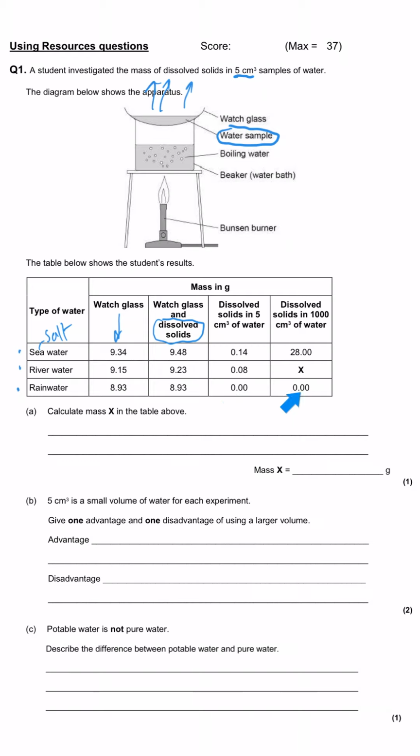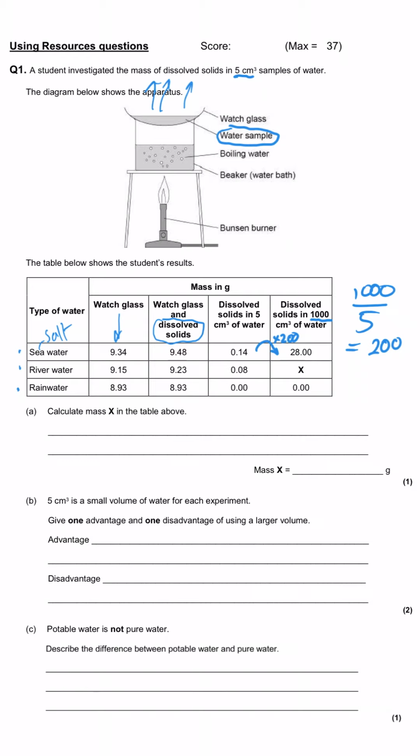And then you can see the final column in the table, where we have had some scaling up. We've had 5 cm cubed of water and the dissolved solids that are in that. This time we've got a far greater volume. We've got 1,000 cm cubed of water in this second column. And so 1,000 cm cubed is 200 times greater volume than 5 cm cubed. And so these numbers are in fact 200 times greater because you've got 200 times the volume of water.